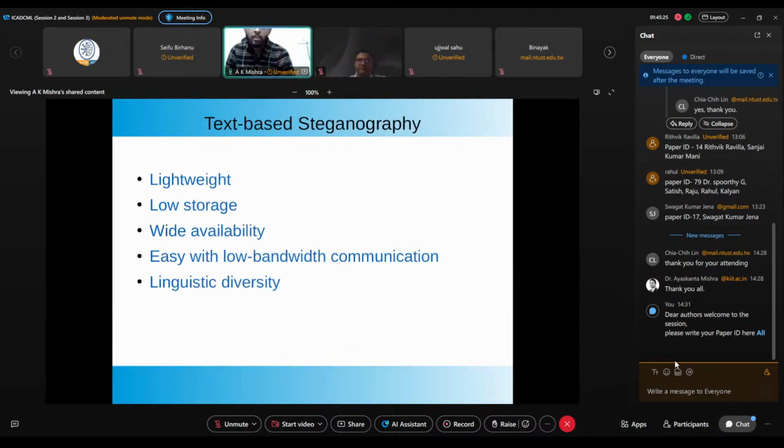Now, as we are presenting this research based on text-based steganography, we will discuss its advantages and disadvantages. Firstly, the advantages. It is lightweight, that is, it can run on systems which have constrained capacities too, it uses low storage, it has wide availability, and it is easy with low bandwidth communication. Along with that, its linguistic diversity makes it more adaptable over different regions having different languages.